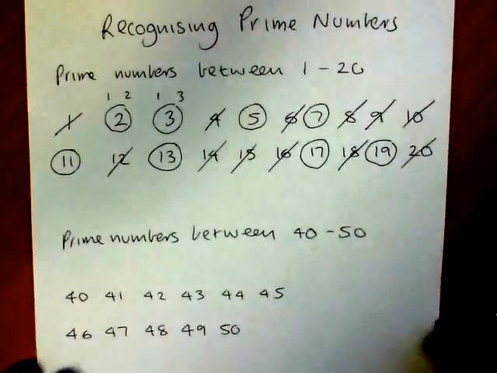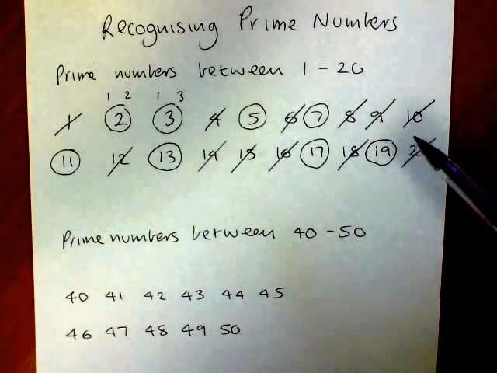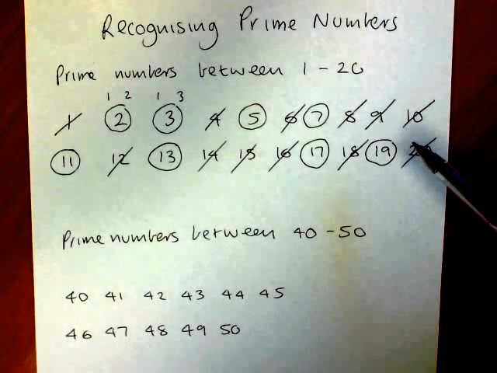Now there are no patterns with prime numbers, so you really need to know your multiplication tables, particularly your 3 times tables, your 5 times tables, and your 7, to spot whether you have prime numbers or not.